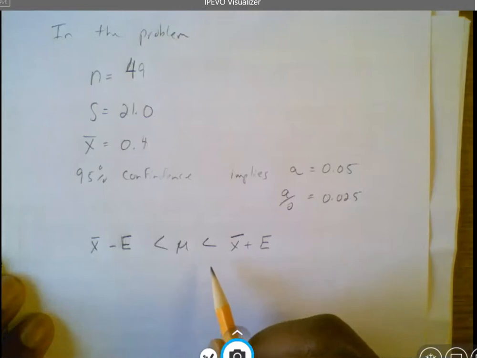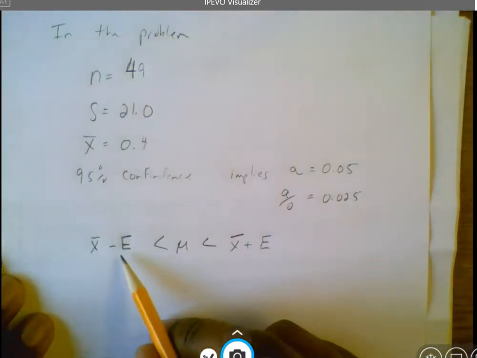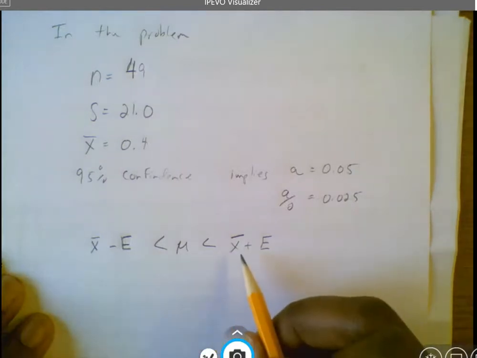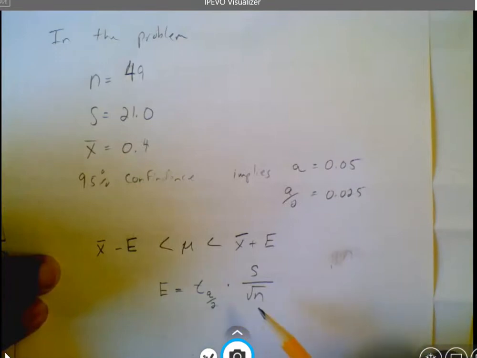Our confidence interval should be: the population mean should be between the sample mean, take away a margin of error, and the sample mean plus that margin of error. To continue, we need our margin of error formula.